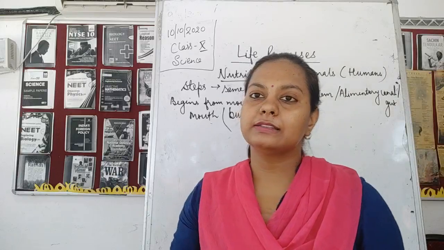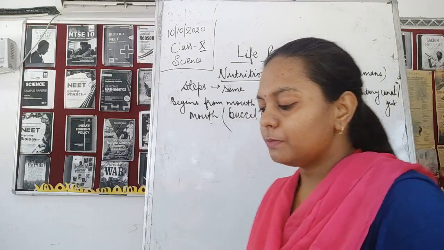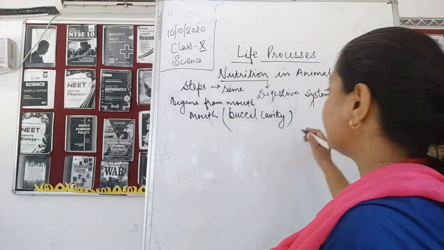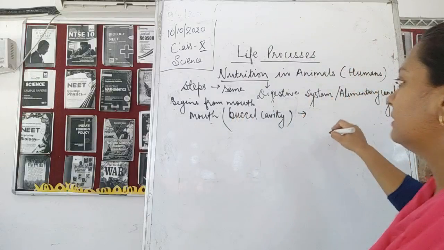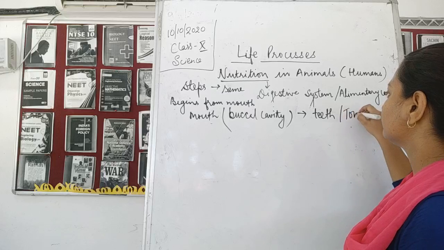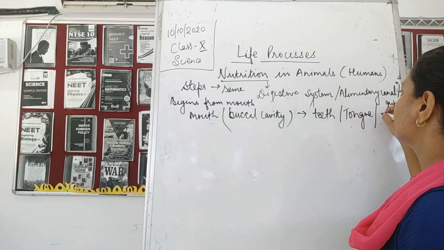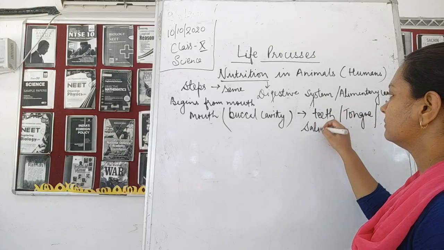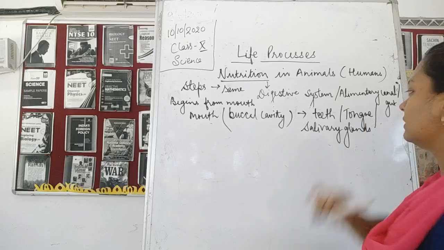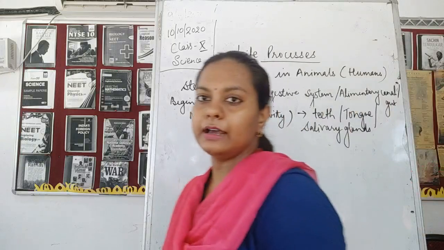So the buccal cavity consists of teeth and the tongue. Inside the buccal cavity it contains teeth, tongue and salivary glands. So what is present inside the buccal cavity? Teeth, tongue and salivary glands. Okay, so these are the three things which are present inside our mouth.